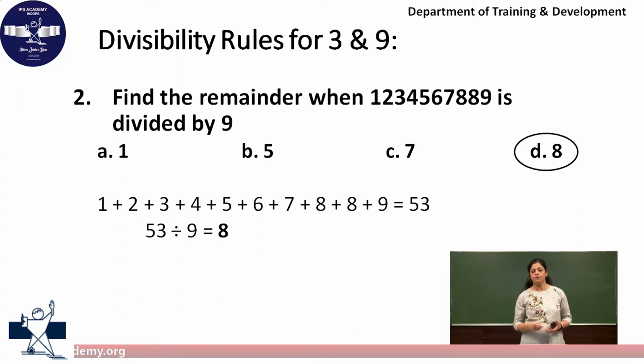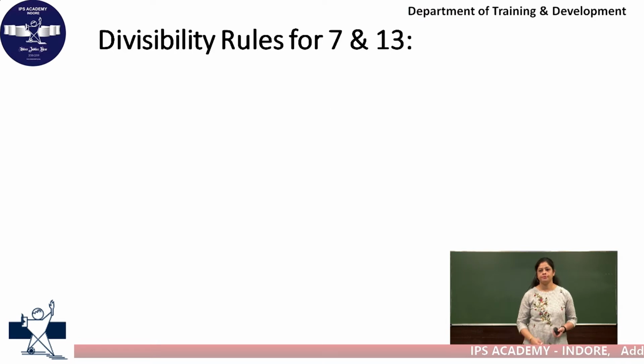Okay. So far we have seen the divisibility rule for 2, 3, 4, 5 and 9. अगर 10 तक के अपन digits देखें तो इतने numbers के we have seen the divisibility rule. Any doubt so far? Okay.